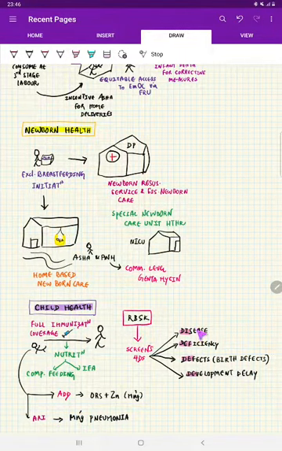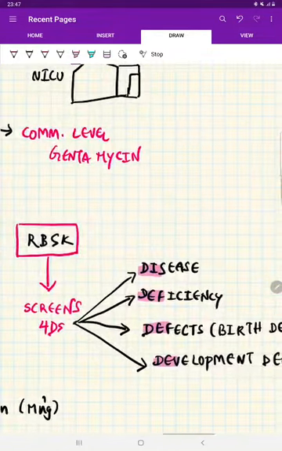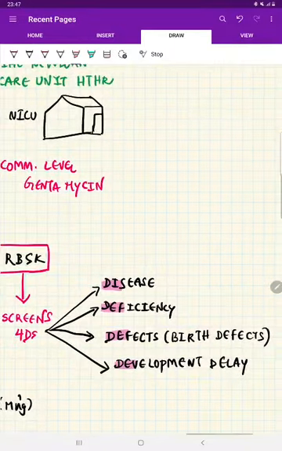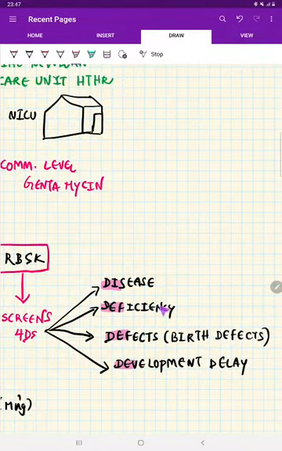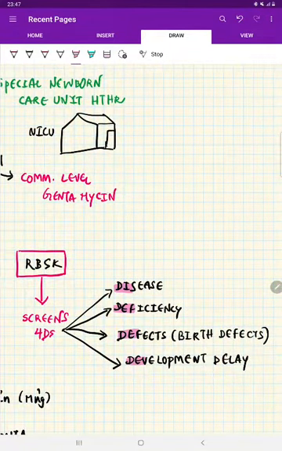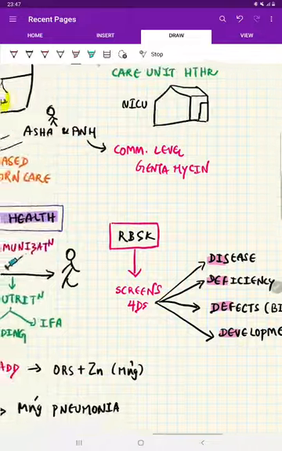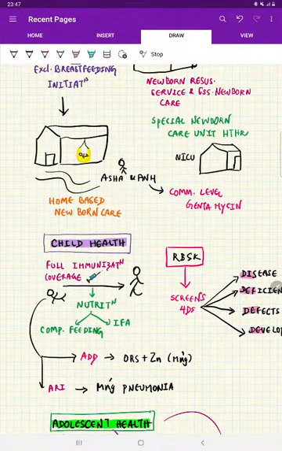And apart from that, as I already said, the child can have disease, deficiency, defect or developmental delay. For that, there should be screening, and the screening is done by the RBSK program. So the 4 Ds in the RBSK program are to screen for disease, deficiency, defect, that is birth defect, and developmental delay. This is very, very important. RBSK screens for what? Now we are done with child health.